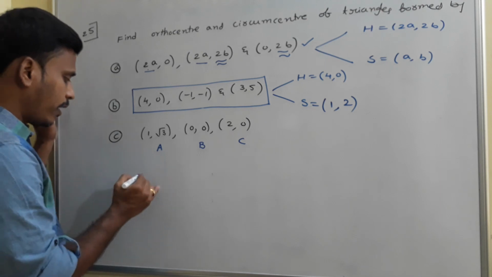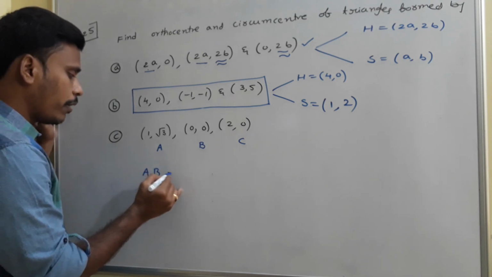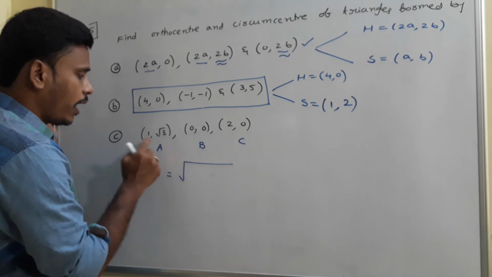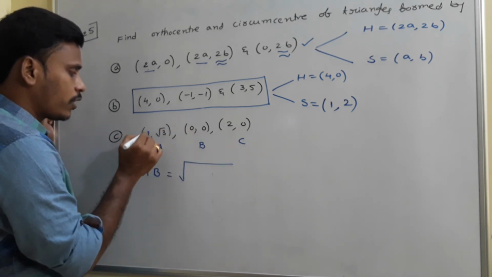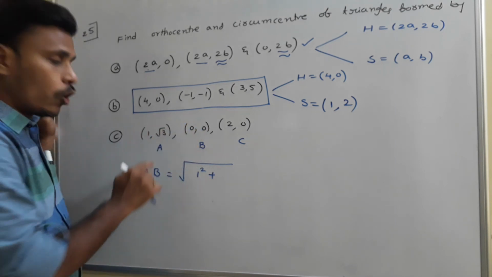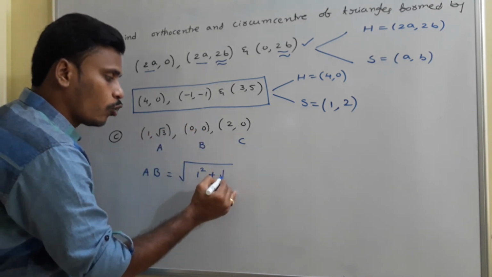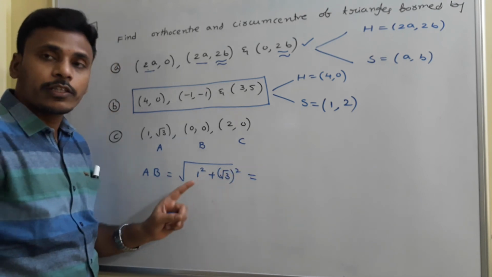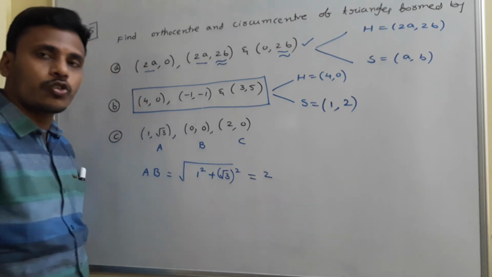Again calculate side lengths. AB is what? Distance between A and B. So square root of (x2 minus x1), this is (1 minus 0) squared, plus (y2 minus y1), root 3 minus 0 is root 3, squared. So that is equal to 3 plus 1, 4, root 4 is 2. AB is 2.